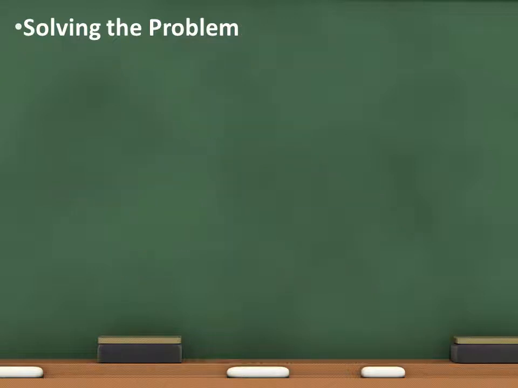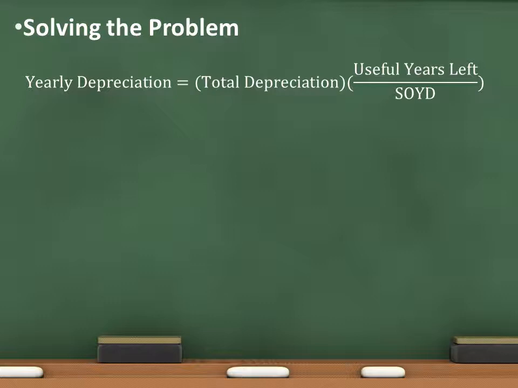And now we can start using the equation. And again, here's the equation as a reminder. And in the last slide, we found the total depreciation and the sum of the year's digits. And now we just need to know the useful years left. And that is defined as the amount of useful years for the asset at the beginning of each year. So in this case, at the beginning of year 1, the asset has a useful life left of 4 years, and at the beginning of year 2, it has a useful life left of 3 years, and so forth.